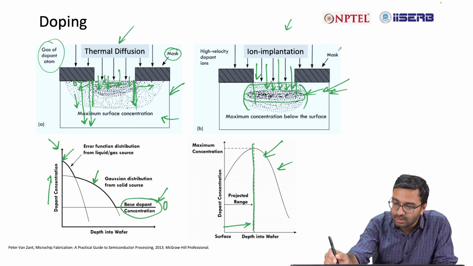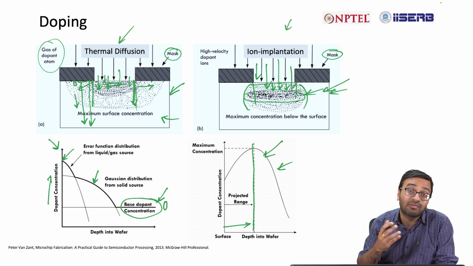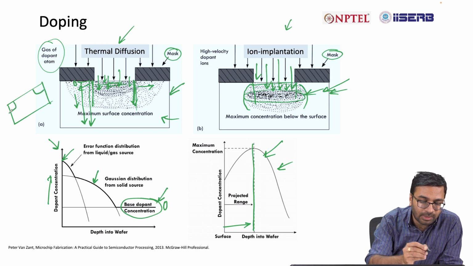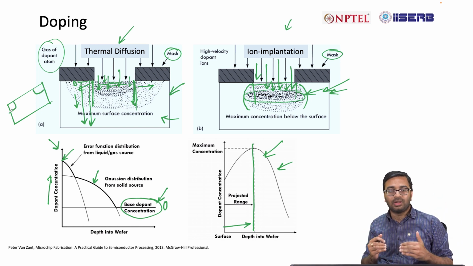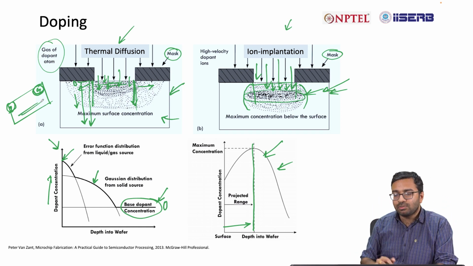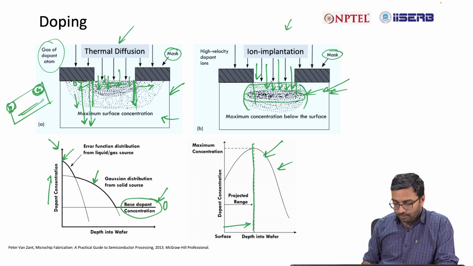You can use a mask if you wish to dope a certain area of the semiconductor, and in fact it is required because in MOSFET you need doping only beneath the source and drain region. So in order to create the source and drain region, you need to dope certain area of the semiconductor, not the entire semiconductor. So that's why this process also requires a mask.